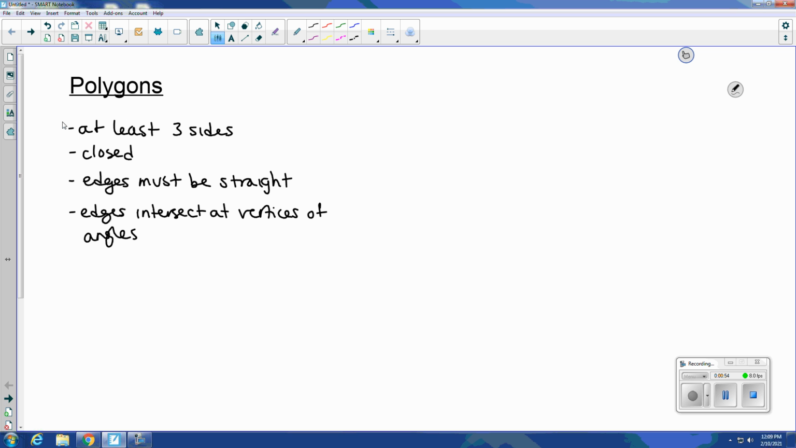So the simplest form of a polygon is a triangle. So I need at least 3 sides, because if I only had 2, or if I only had 1, I would be unable to close the figure. But as soon as I introduce a 3rd side, we're able to close. All edges are straight, and the only place they intersect are at these vertices, which we'll label A, B, and C. Now, what do I mean by only intersecting at the vertices?